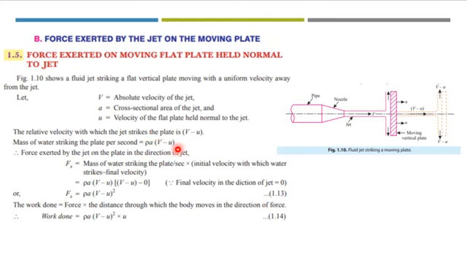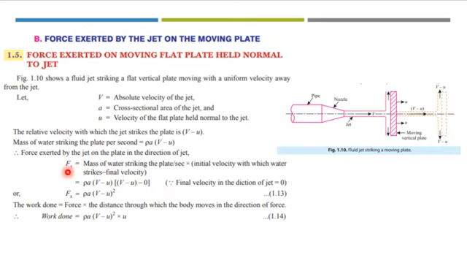In the case of stationary plates, the mass per second was rho a v, but for a moving plate we take the relative velocity instead of the absolute velocity because the plate is moving. So the mass per second will be rho a into v minus u. Now we will calculate the force exerted by the jet on the plate in the direction of the jet. So Fx, according to the impulse momentum equation which we discussed in the previous lecture, is equal to the mass of water striking the plate per second into the change in velocity. So we enter the initial velocity with which water strikes the plate and the final velocity.